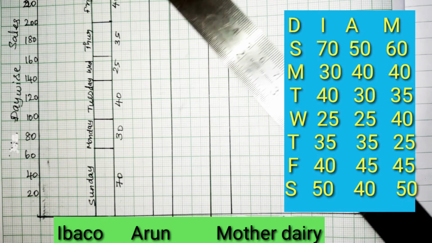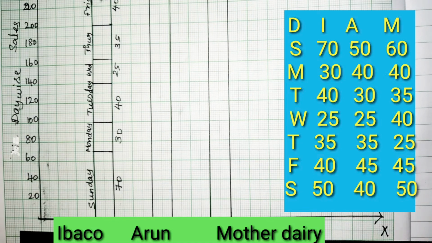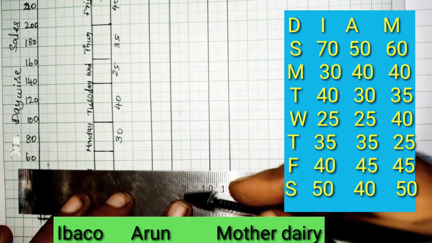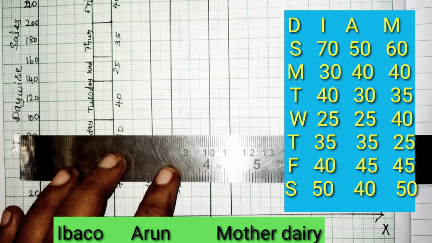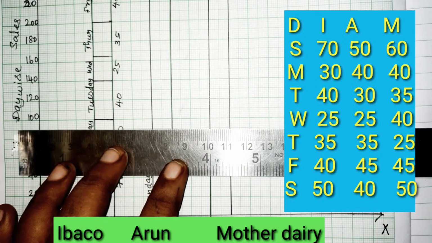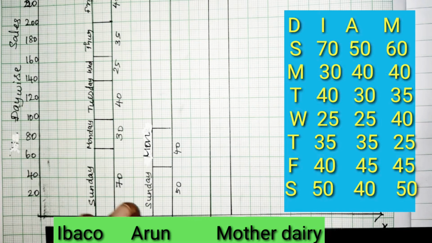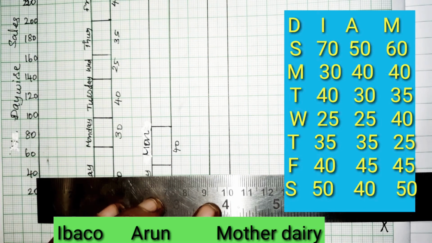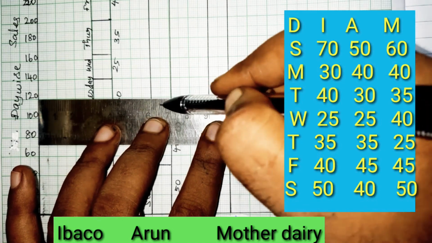Similarly, we can divide the day-wise sales for the other two companies. The Sunday sales for Arun Ice Cream is 50. 50 is some point here. For Monday it is 40, and 50 plus 40 is 90, so you mark at 90. For Tuesday the sales is 30, so after 90 you mark 30. 90 plus 30 is 120, so you mark at 120.